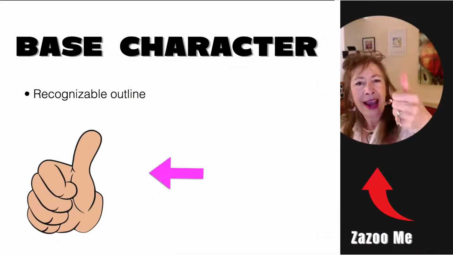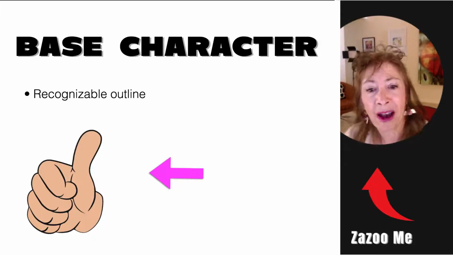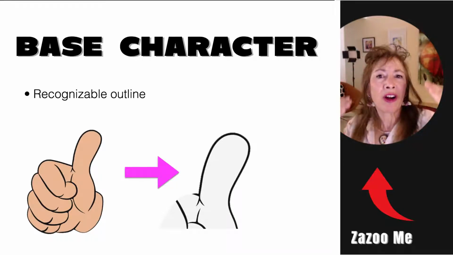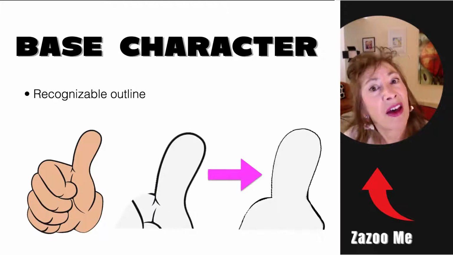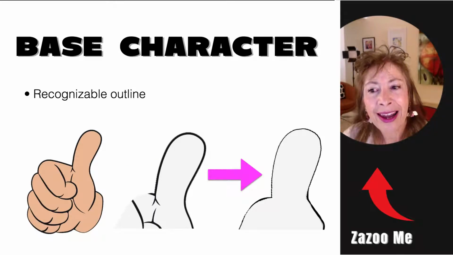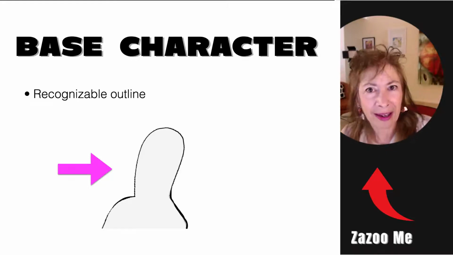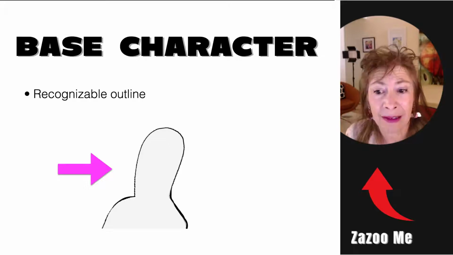So, okay, if we start with a recognizable outline like a thumbs up, which everyone is familiar with, and we start to delete the hand, and we look at just the thumb shape, and we say, okay, this is an outline that can become a character really easily.